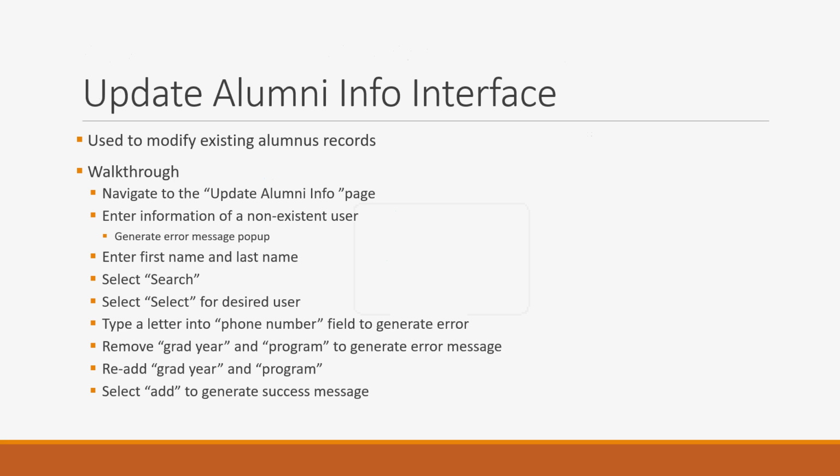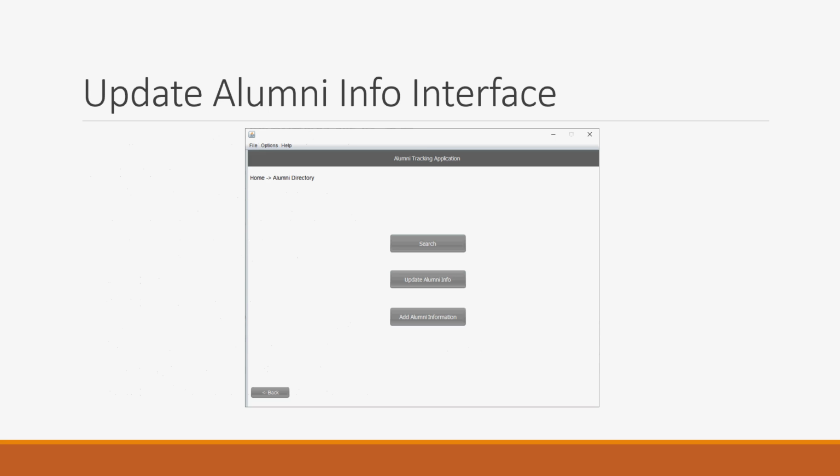The third interface is also a core interface, which is used for modifying existing alumni records. The walkthrough, basically, you go to the alumni information page, update alumni information page, enter information of a non-existing user to get an error message, and then search for a user that's in the system. As you go through, different error messages should be generated as well by testing the specific criteria that's specified.